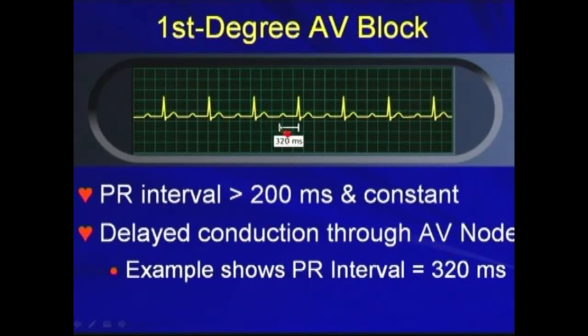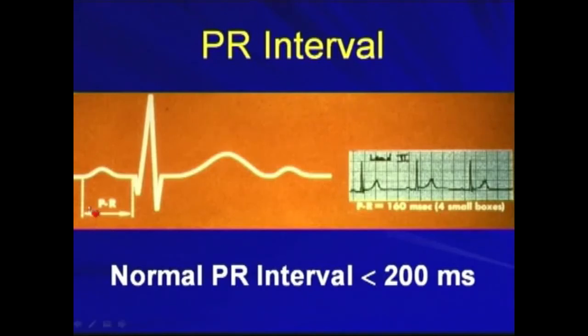As in this example, the PR interval shows 320 milliseconds. It's much longer than 200 milliseconds. So this is not a normal PR interval. A normal PR interval is usually less than 200 milliseconds.